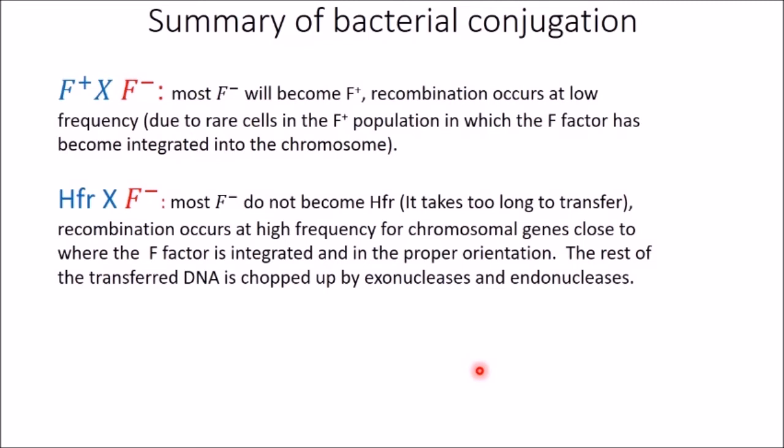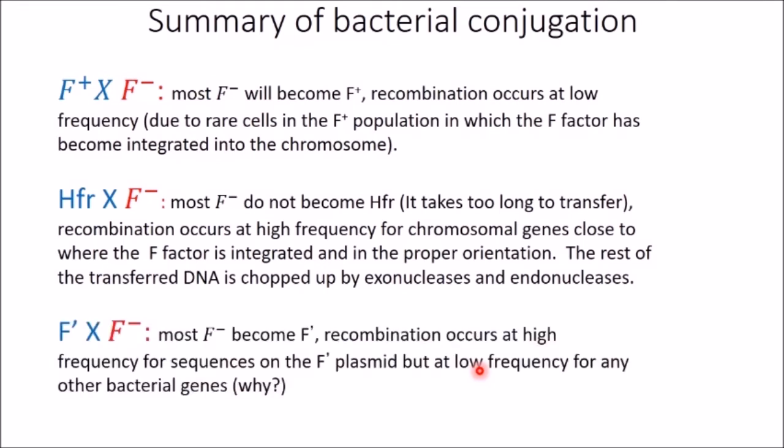If you cross Hfr by F-, most F- cells do not become Hfr because it takes too long to transfer. Recombination occurs at high frequency for the chromosomal genes close to where the F factor is integrated and in the proper orientation. The rest of the transferred DNA is chopped up by exonucleases and endonucleases in the cytoplasm of the bacteria, because the bacteria don't have single-stranded or non-circular DNA. So that's a recognition site for the enzymes that they have to protect themselves from invading pathogens of their own.